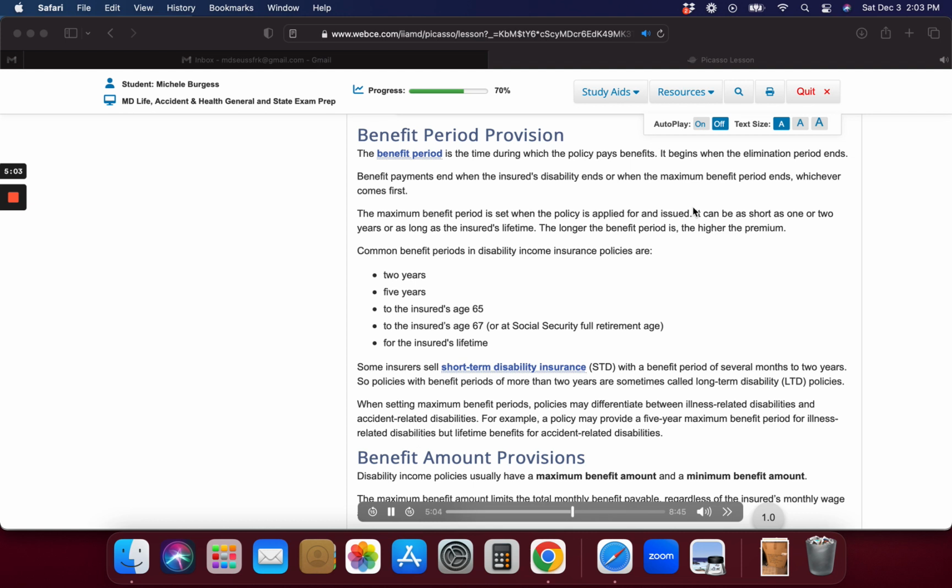The minimum monthly benefit is usually a small amount, perhaps $100, that is paid if the insured also qualifies for disability coverage from other sources, such as workers' compensation, that would reduce policy benefits.